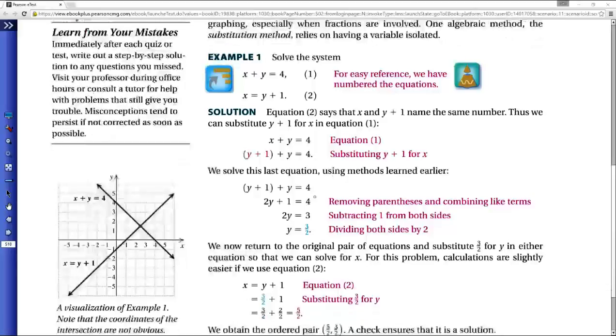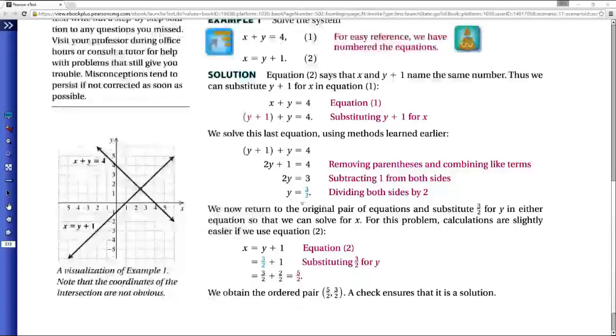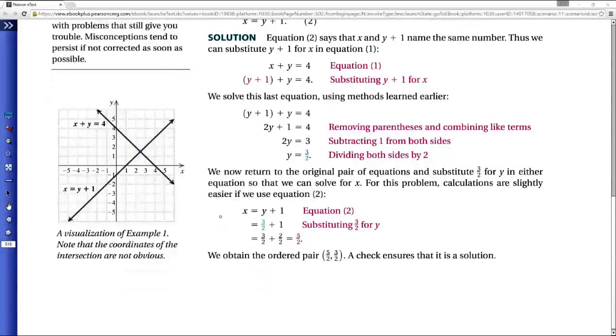So we simplify this expression. We get 2y plus 1 equals 4. Add negative 1 to both sides, we get 2y equals 3. And then take 1/2 times both sides to solve this for y, and we get y equals 3/2. Well, that's one of the parts of this ordered pair that we're looking for, and this is going to represent the y value. So we can go back into one of the equations, and probably equation 2 would be easier, though you could use either one.